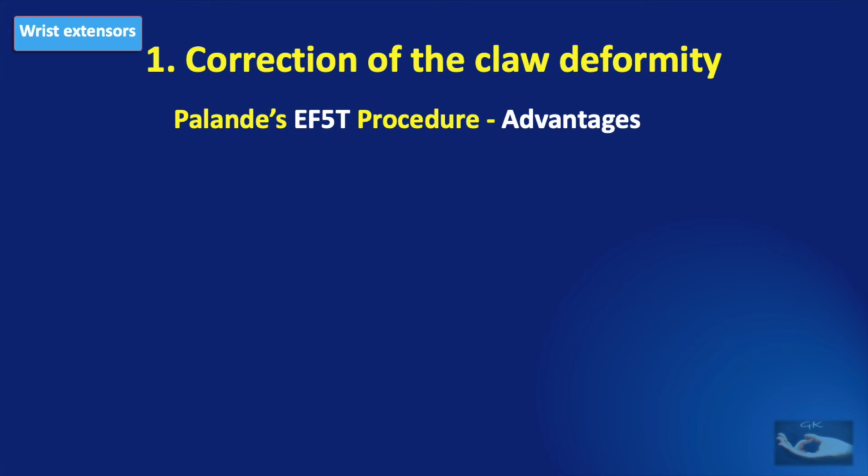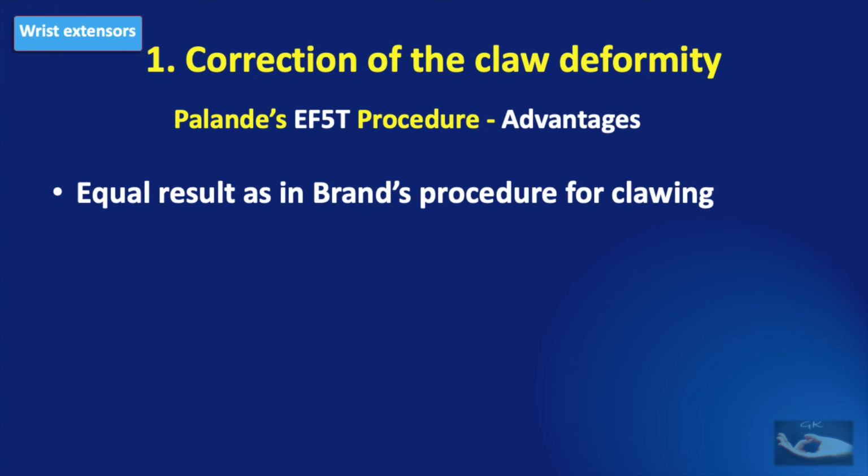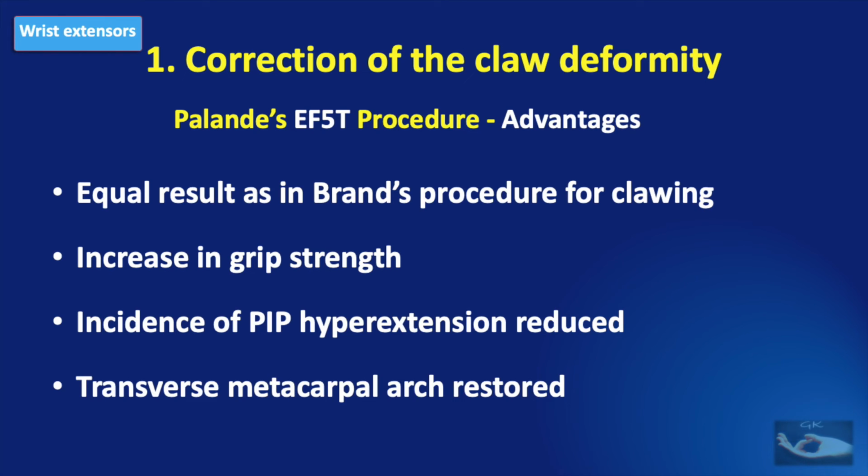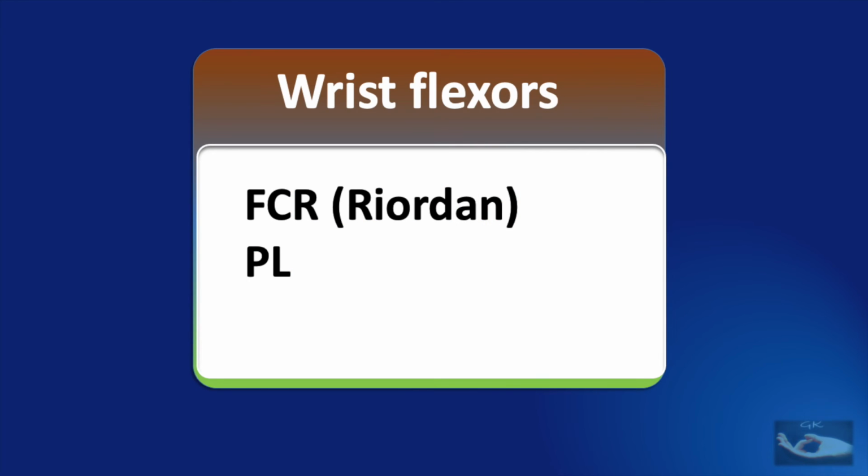The advantages of the Palande's EF5T procedure are that it gives an equal result as in Brand's procedure for correction of the claw deformity. It provides an increase in the grip strength of the hand. The incidence of proximal interphalangeal joint hyperextension is reduced as the FDS is not disturbed, and the transverse metacarpal arch is also restored. The wrist flexors also can be used for correction of the claw deformity, and the tendons that are used here are the flexor carpi radialis or the palmaris longus.